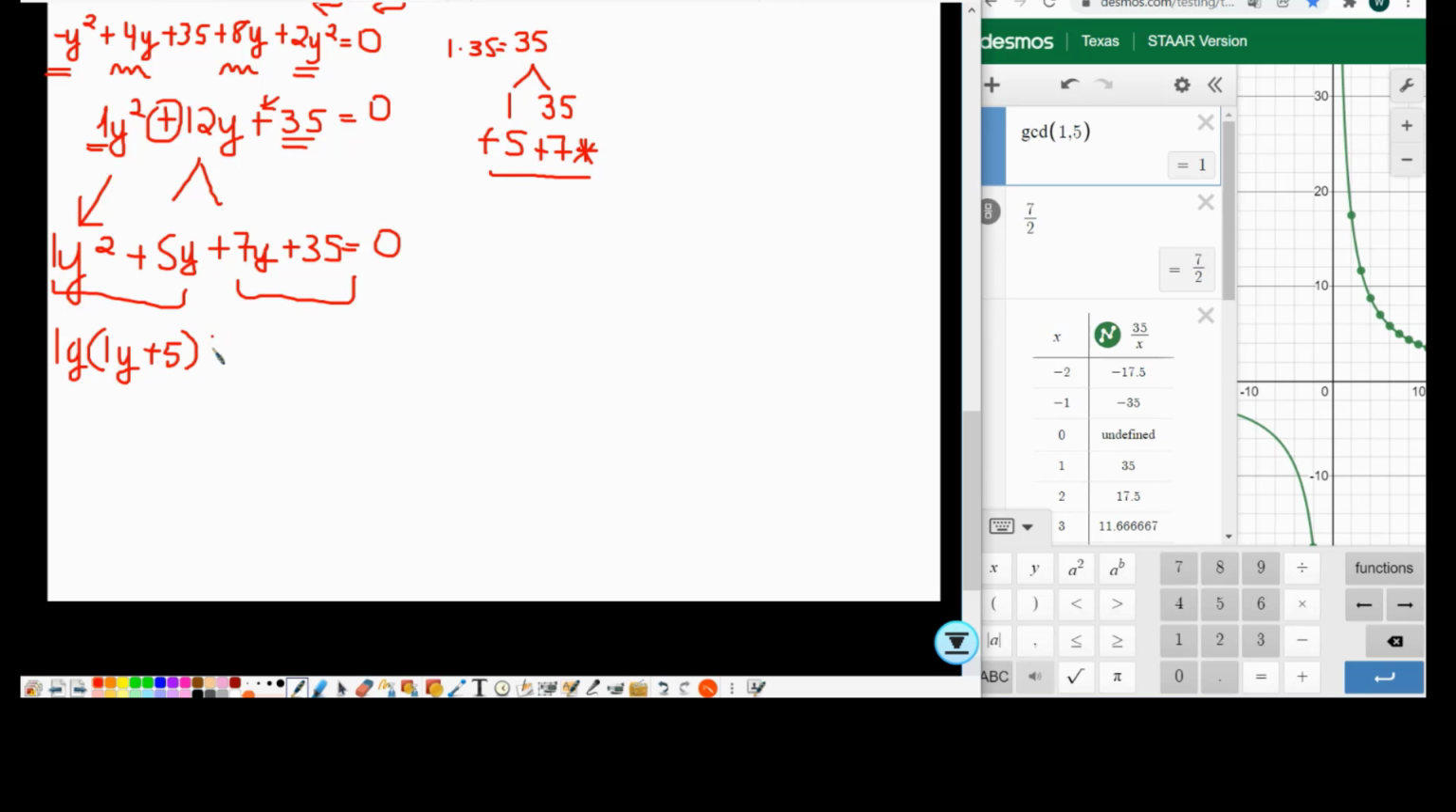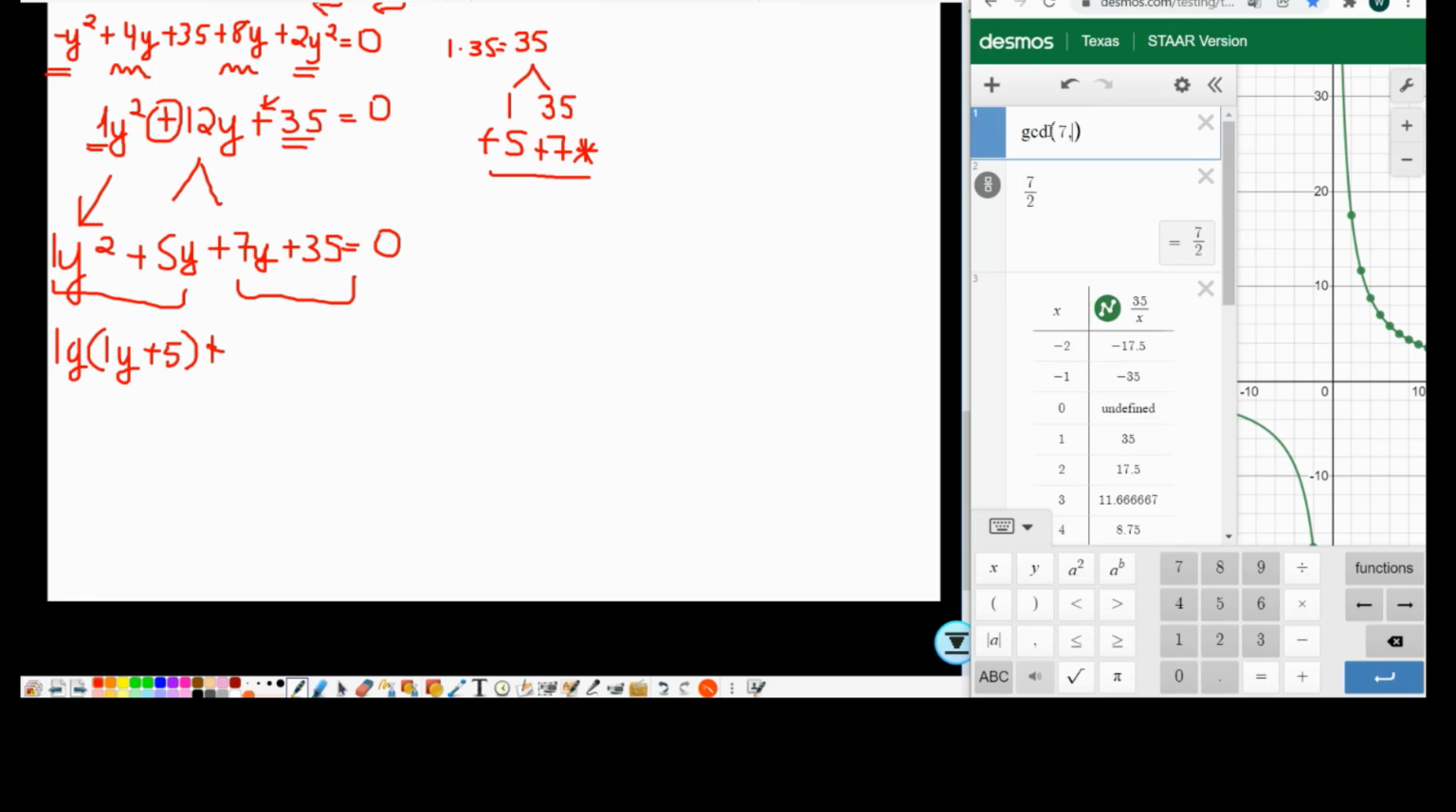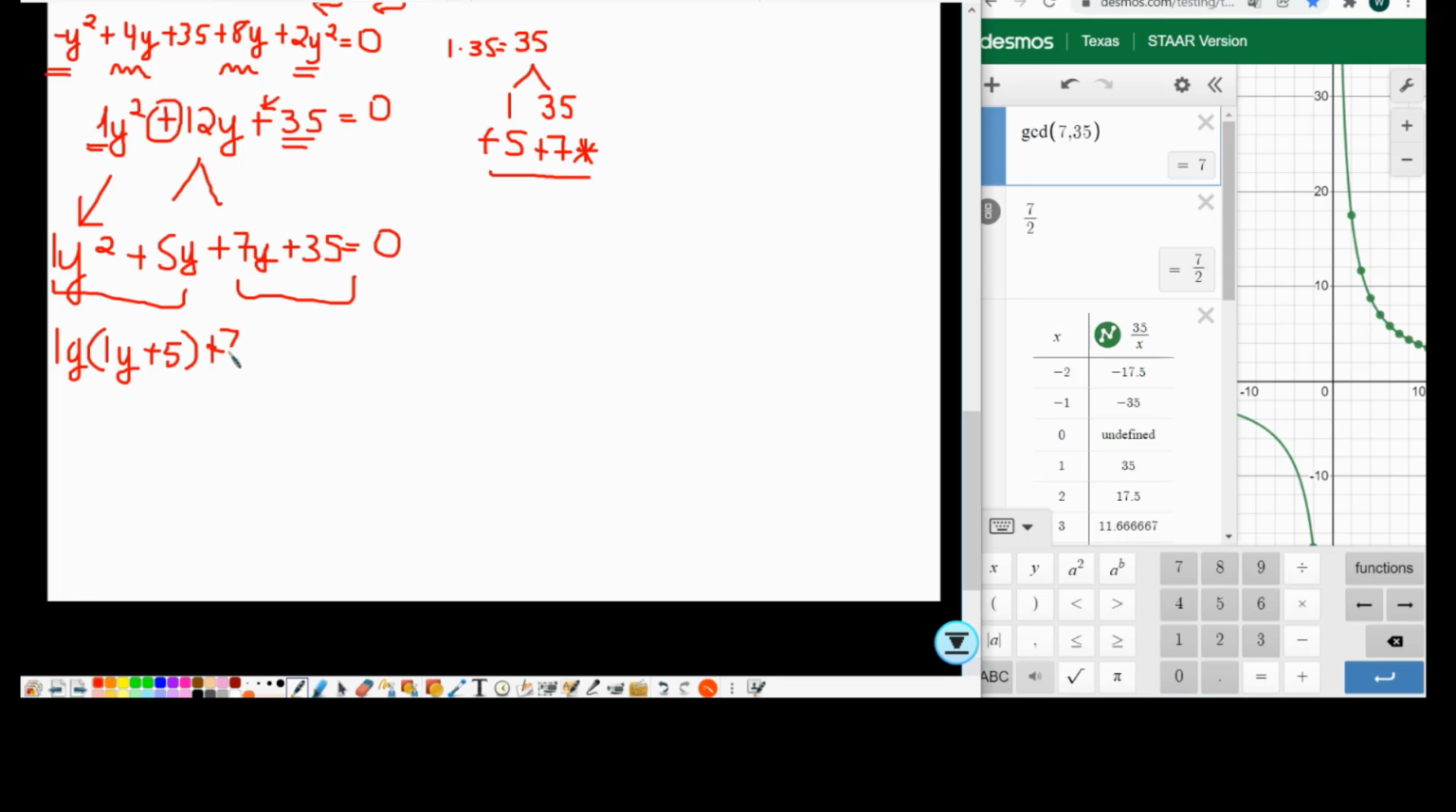We bring down the positive and we ask again our GCD friend, 7 and 35. What is the biggest number to divide 7 and 35? And the answer is 7. Very well, we put a 7 there. We cannot factor out a y, so we're going to open parentheses and do 7y divided by 7 is 1y, and 35 divided by 7 is 5, equals 0.